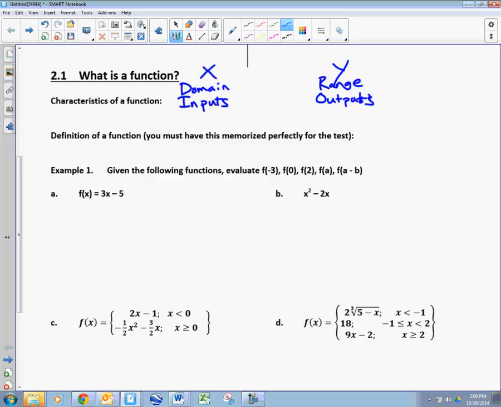And generally speaking, the x variable we call the independent. And once we choose the x, the y is determined by the function. So the y value is dependent on whatever x value we choose.